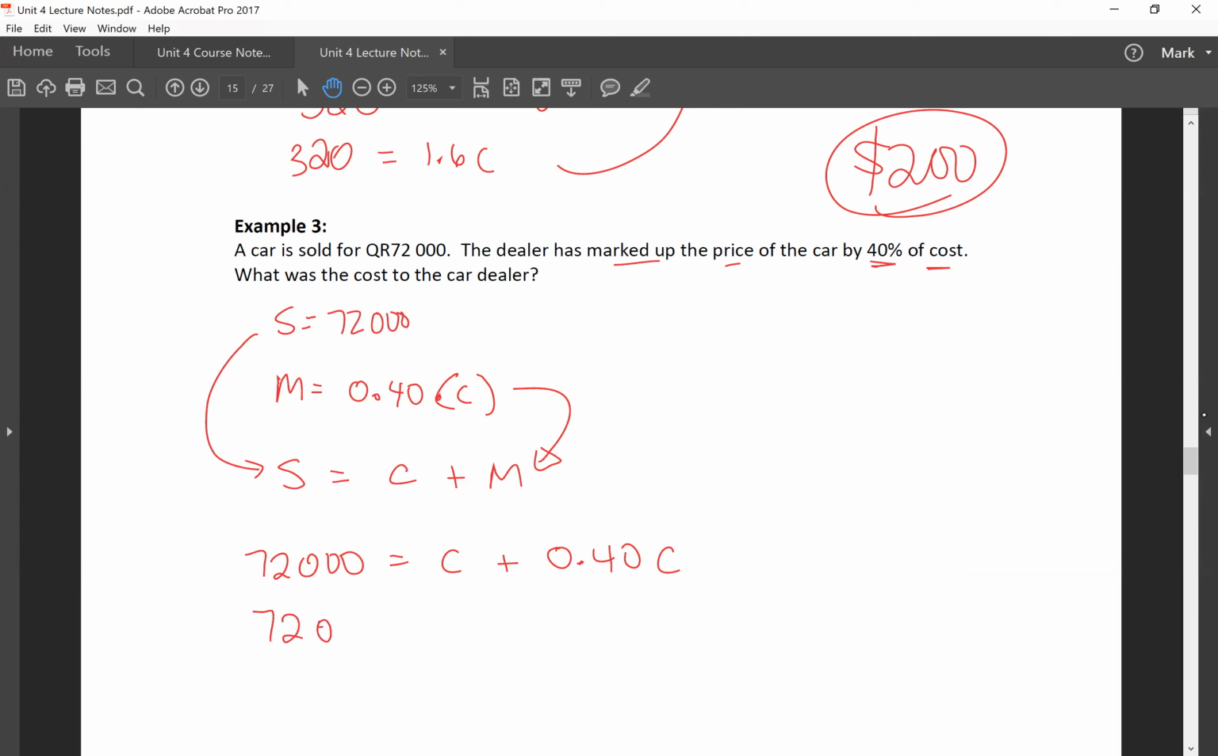So 72,000 equals 1.4 C. If somebody in here doesn't know where 1.4 C comes from, 1 C plus 0.4 C is 1.4. So that's where that's coming from. 1 C plus 0.4 is 1.4. So the cost is going to be 72,000 divided by 1.4.